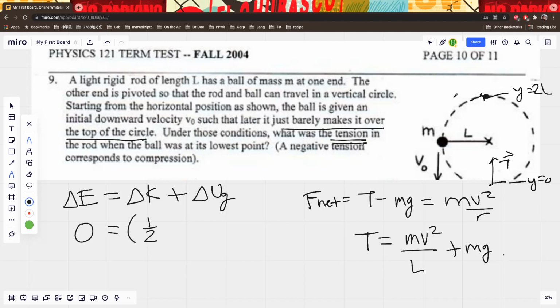Okay, so we'll do the conservation of energy for the top. Even though they're asking for the tension at the bottom, we're going to use this piece of information that it just barely makes it over the top of the circle to do conservation of energy to get a velocity. And once we have that velocity, then we'll plug it into here.